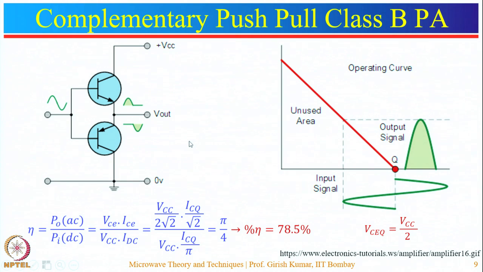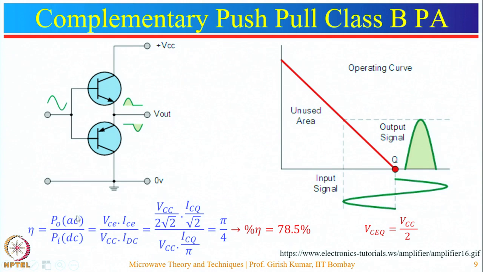Now the power delivered to the load in these transistor amplifiers will be given by the root mean square value of VCE into IC. Here VCEQ will be half of the VCC because the output current appears for only half duration. So VCEQ will be VCC by 2. So by putting these values, you can calculate the output AC power delivered to the load. So that will come out to be VCC into ICQ by 4.